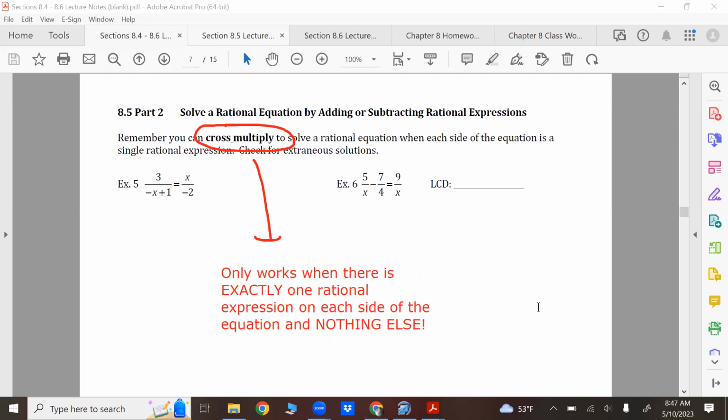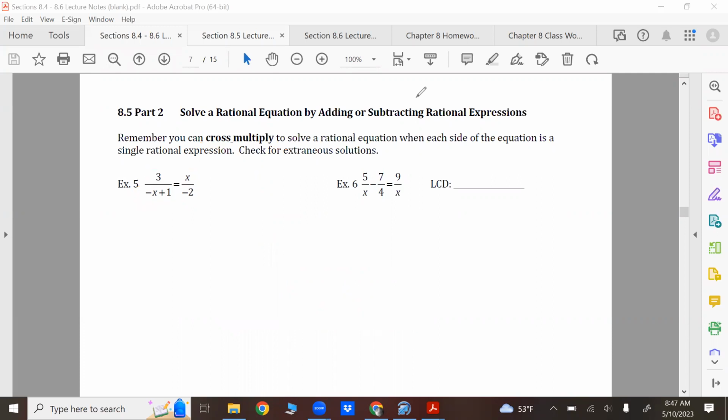So there can't be a whole number being added or subtracted to it or whatever. That's all you got. There's just one rational expression on each side. And then at that point, cross multiply is pretty easy. The way it looks is you kind of lasso these two and you lasso these two and you just multiply them together. That's all.